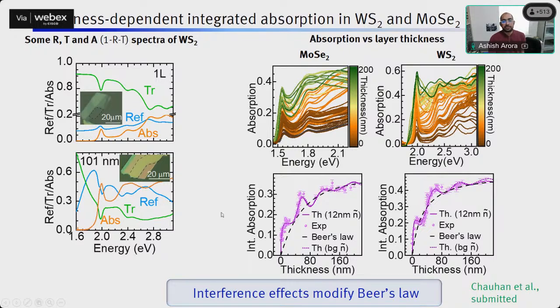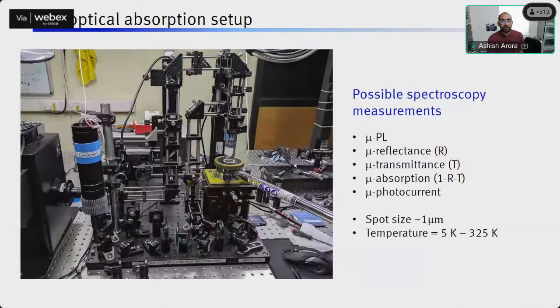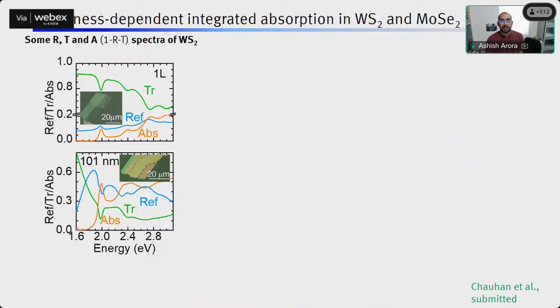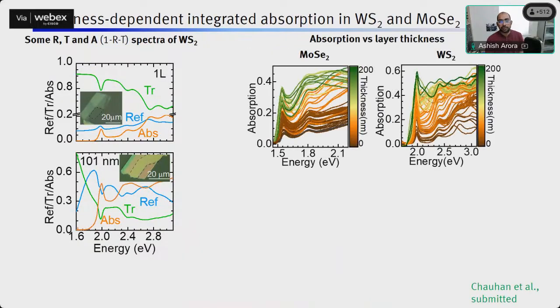Essentially, we find that these are only the interference effects, because in the theory we had imagined that there should be interferences here, which means that there will be light which will be reflected and which will be coming back, and there will be phase matching and so on. And all these effects, once we consider into picture, we find that the Beer's law gets strongly modified. This is one of the results.